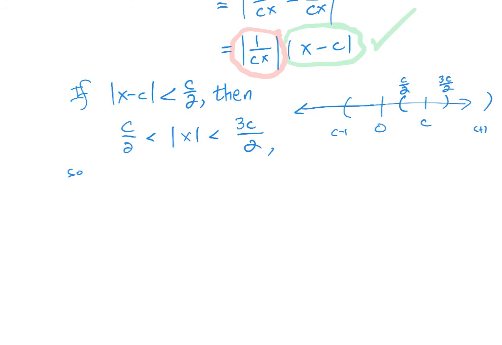So then our upper bound on 1 over cx. Oh, and let me point out, if this is true, then since c is positive, x will have to be positive. So we can drop the absolute values now.